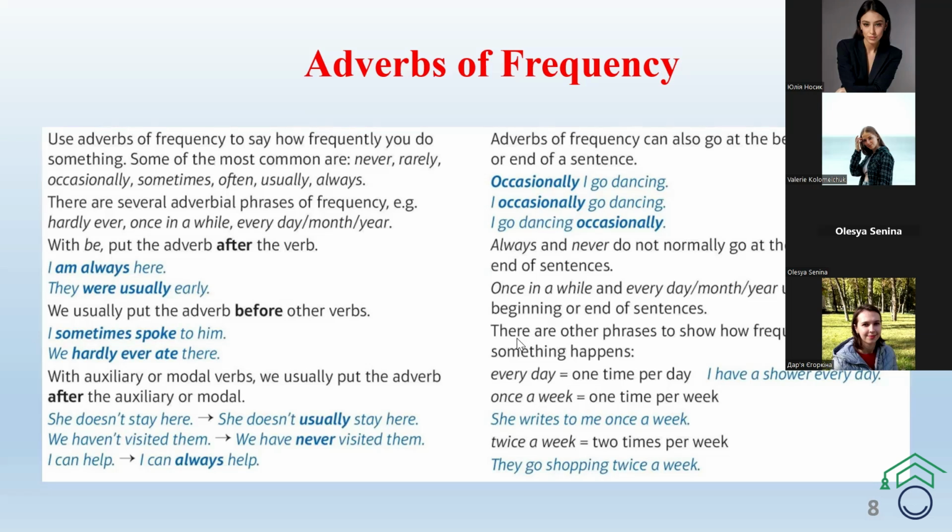So there are other phrases to show how frequently something happens. Every day means one time per day. I have a shower every day. Once a week means one time per week. She writes to me once a week. Twice a week, three times a week, four times a week. They go shopping twice a week. So these are the rules which concern adverbs of frequency.